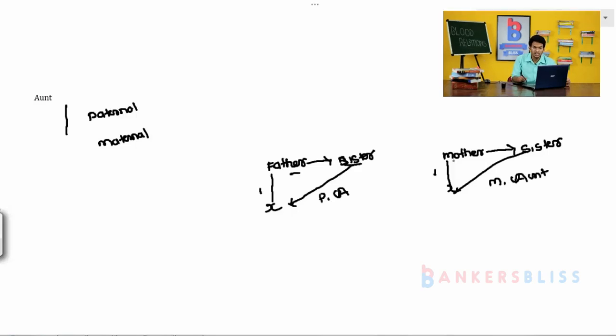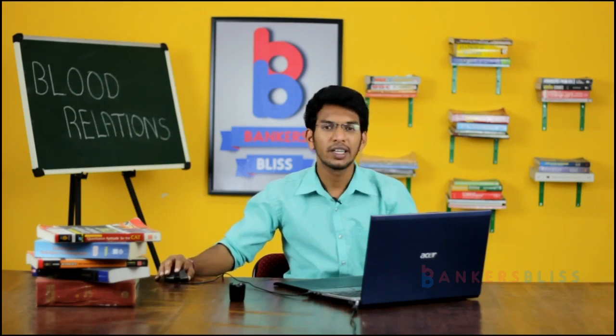Then the generation gap between you and the mother's sister, that is, maternal aunt to you, is one generation gap. Is it clear? Aunt also is paternal and maternal. Paternal comes from the father's side, maternal comes from the mother's side. Okay. Next, go with the nephew.